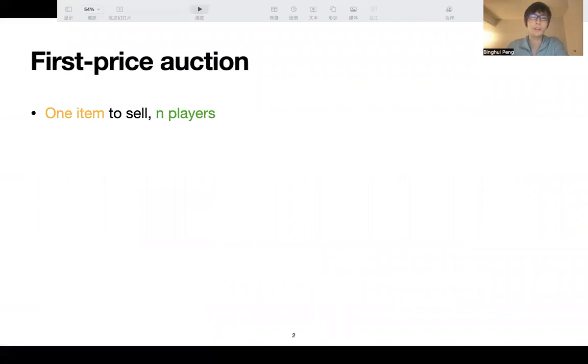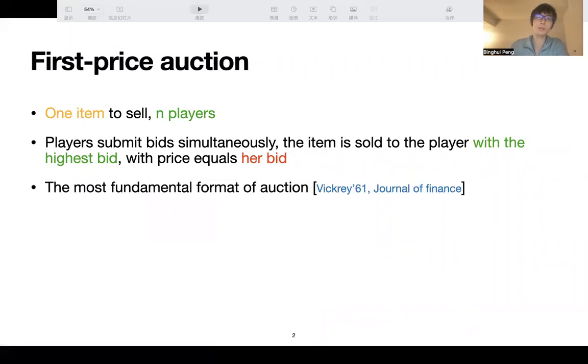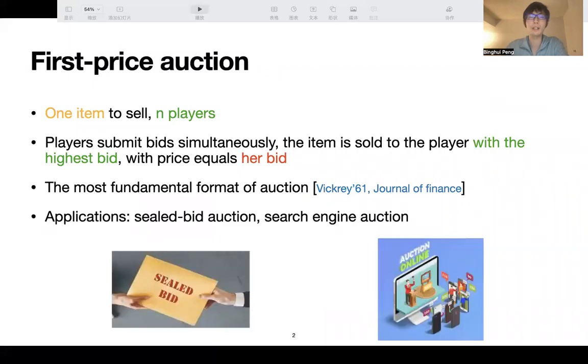So in a first price auction, there's one atom to sell, and there are n players who want to bid for the atom. In particular, the players submit their bids simultaneously, and the atom is sold to the player with the highest bid, with price equal to her bid. This is the most fundamental format of auction, and the study of first price auction dates back to the seminal work of Vickrey in 1961. It also has numerous applications in real life, including sealed bid auction and also search engine auction.